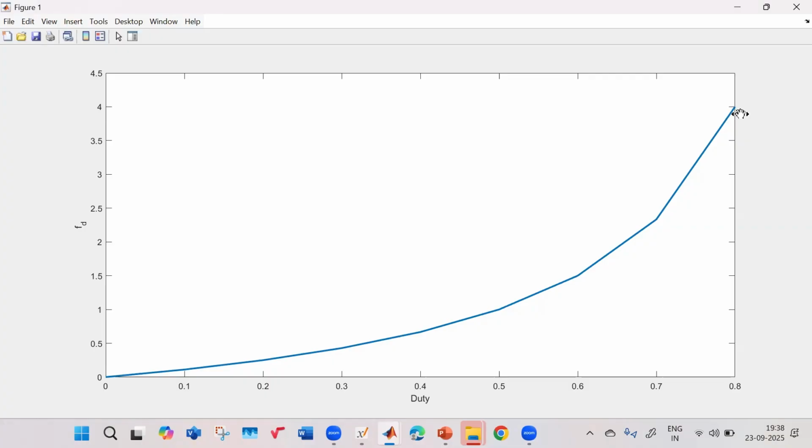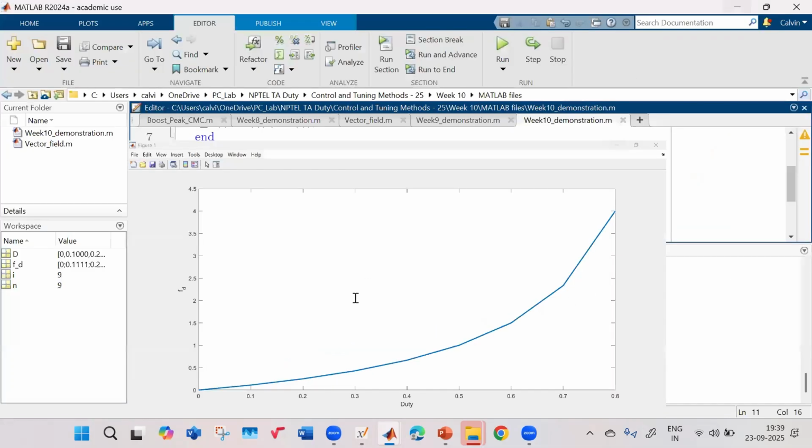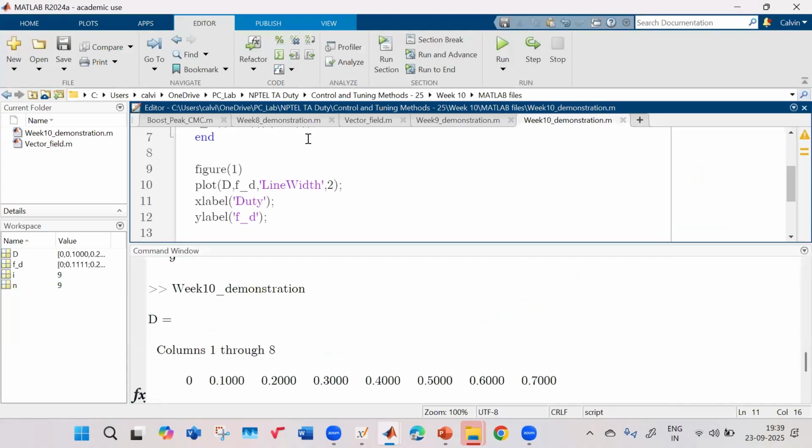Now, if you look at this curve, you can see that one point is here, another point is here, another point is here. It is not smooth because I've taken less number of data points. So I have a flexibility of increasing the number of data points.